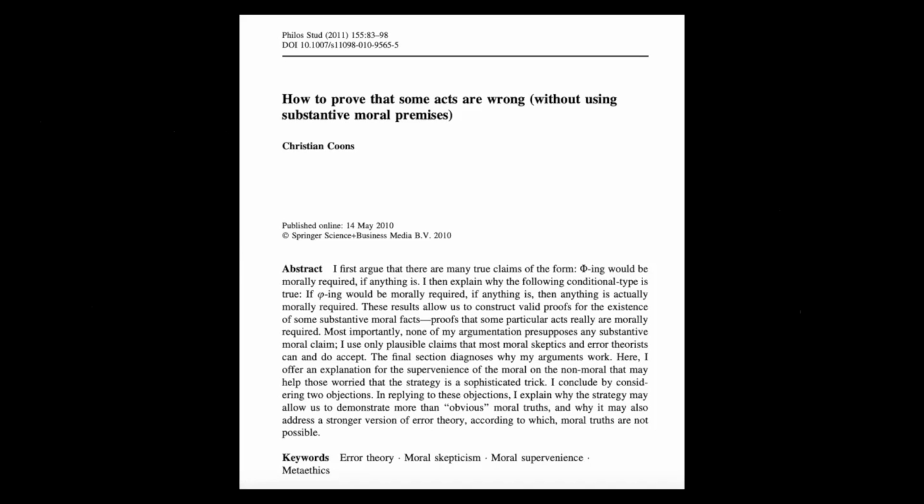Now we are getting into the purported proof of moral realism. So where does he offer this argument and justify it? Well, it's in a particular article entitled How to Prove That Some Acts Are Wrong Without Using Substantive Moral Premises. Again, it's by Christian Coons, and it is published in the journal Philosophical Studies, or Phil Studies for short, in 2011, as you can see here.